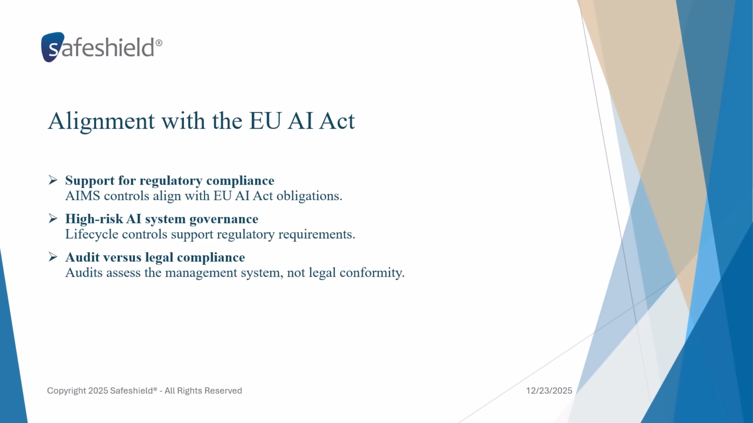Risk-based planning helps prioritize high-risk AI systems and align resources accordingly. Auditors assess the effectiveness of the management system rather than legal compliance with the EU AI Act. However, weak AIMS controls often translate into regulatory exposure. Common issues include insufficient lifecycle documentation, inadequate monitoring, and unclear responsibility for compliance obligations. ISO 42001 provides a scalable framework that supports compliance efforts while remaining flexible across jurisdictions and regulatory regimes.